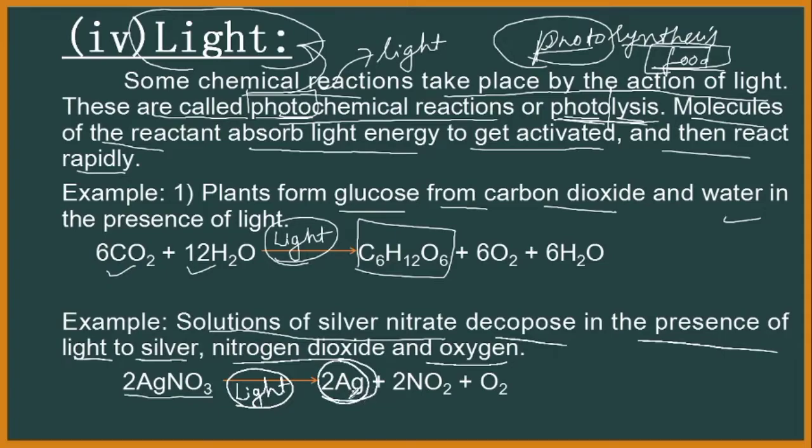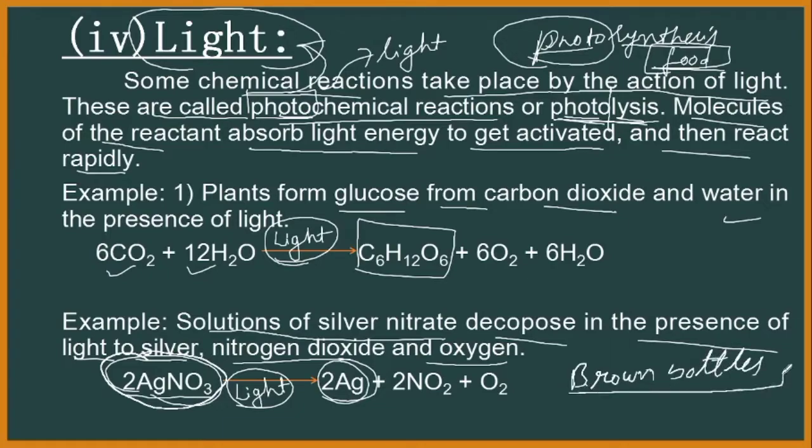An important note here is that silver nitrate, or we can take silver bromide or hydrogen peroxide, all these undergo decomposition when they are exposed to light. For that reason, substances which undergo photolysis are stored in brown bottles. In which bottle will we store them? We will store all these in brown bottles. You know why? Because the intensity of the light reduces when you keep them in a brown bottle. Please keep this in mind.